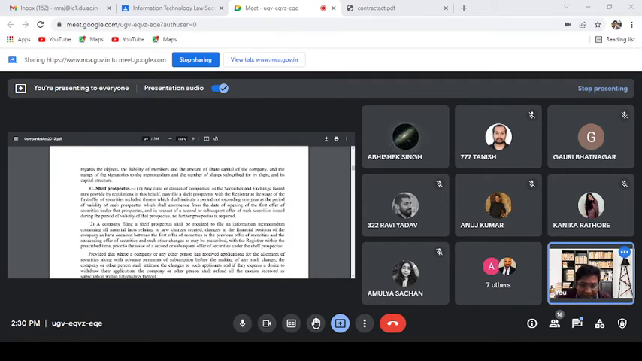Read it. Yes, sir. May file a shelf prospectus with the registrar at the stage of first offer of securities included therein, which shall indicate a period not exceeding 1 year as the period of validity of such prospectus, which shall commence from the date of opening of the first offer of securities under that prospectus, and in respect of a second or subsequent offer of such securities issued during the period of validity of that prospectus, no further prospectus is required.